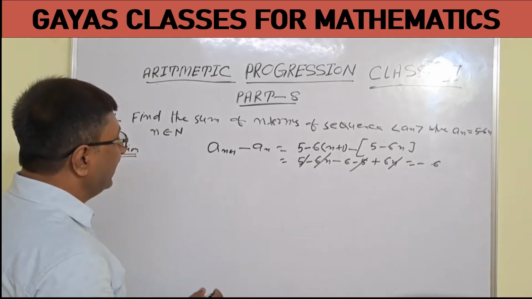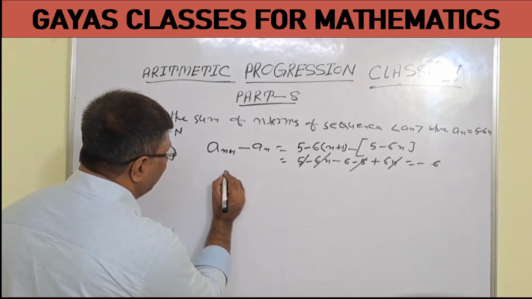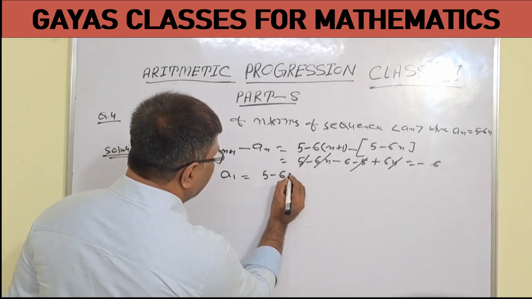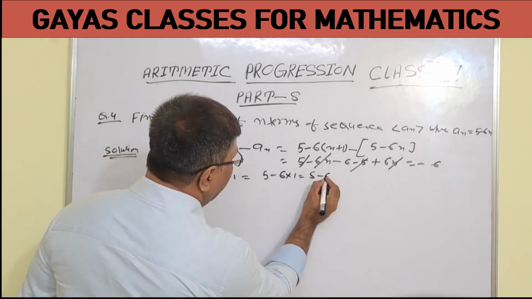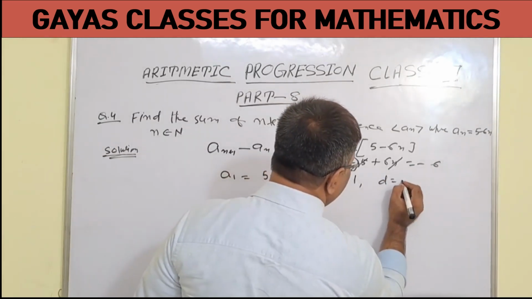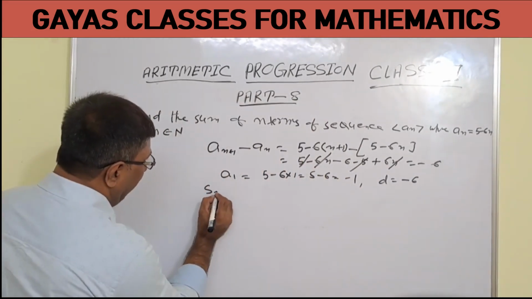Now we understood the sequence is in AP and we have to find the sum of n terms. So first you find what is the first term. So that is a1 equal to what? That is 5 minus 6 into 1. So 5 minus 6 is what? Minus 1. And we already have the common difference, minus 6. So we can find the sum of n terms.